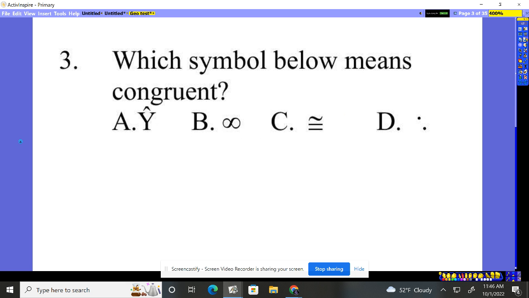Which symbol below means congruent? That is this symbol right here. That means congruent. I don't even know what that is. Something went wrong. Infinity, and that's just a made-up symbol. So number 3, the answer is C.